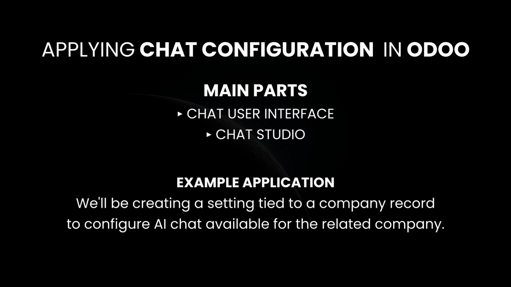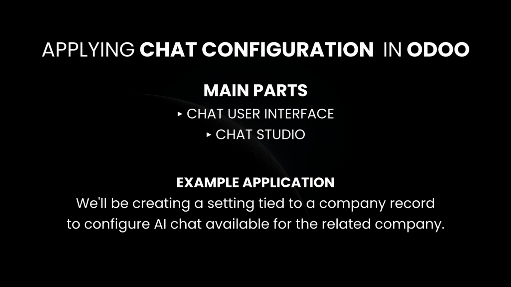The Chat Studio is where users can dynamically create their own AI chat definitions, which can then be applied to various scenarios. To demonstrate this, we'll create a setting in Odoo for users to apply the chat definition. This setting will determine the behavior of the chat user interface, which will be available on the Odoo systray on the upper right corner.